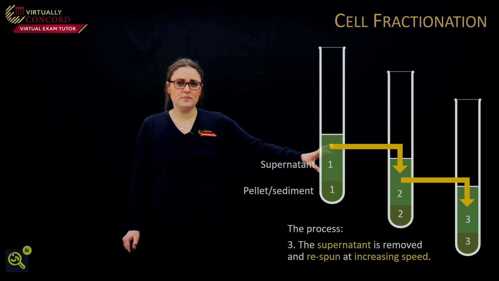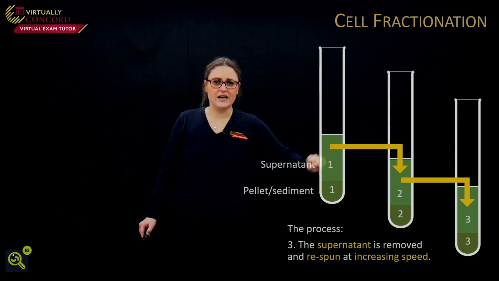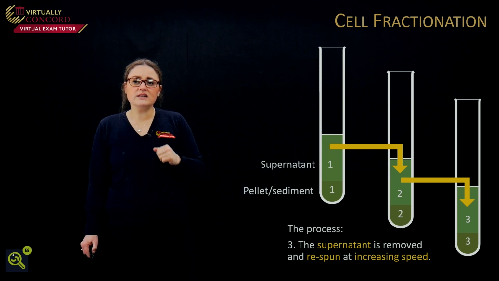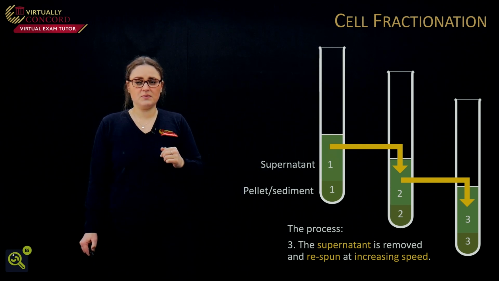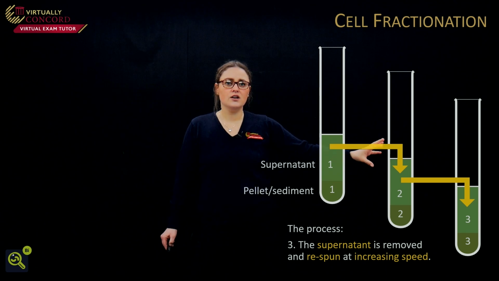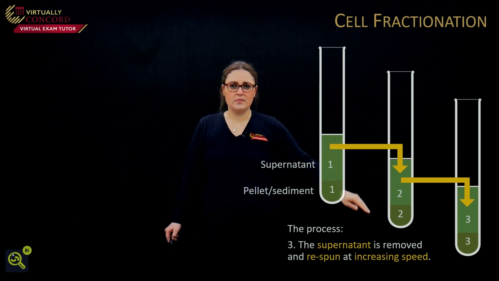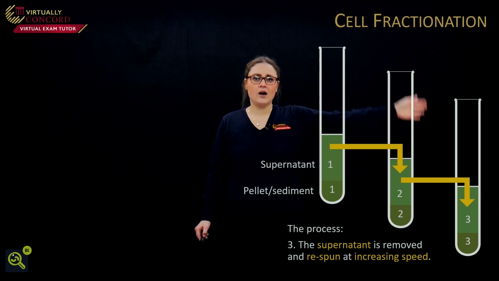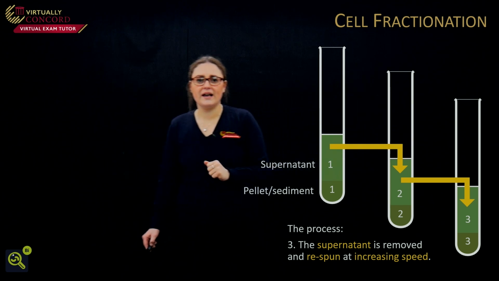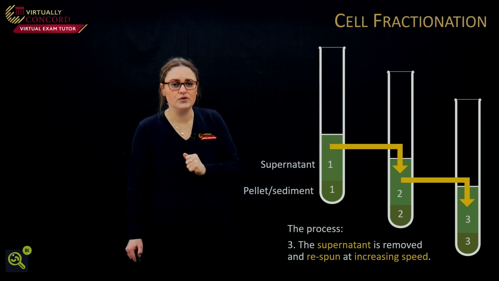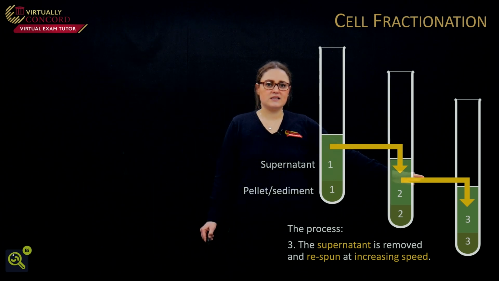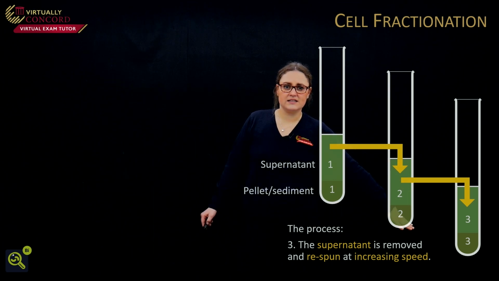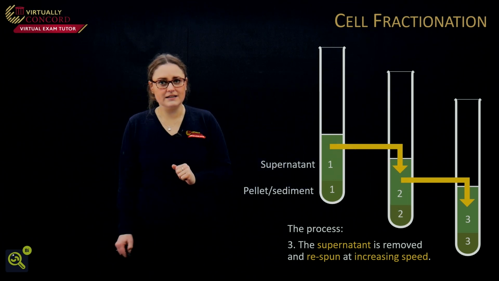Okay, so that supernatant is kind of decanted into your next tube. This would be respun at an increasing speed. Okay, and then again, it would separate into supernatant and pellet or sediment. This again would be taken out, put into a separate tube, and again would be spun at an increasing speed, and it would be separated out into your supernatant and into your pellet.